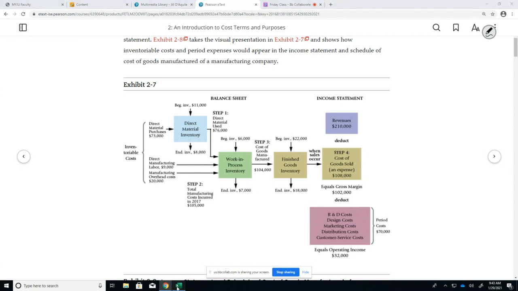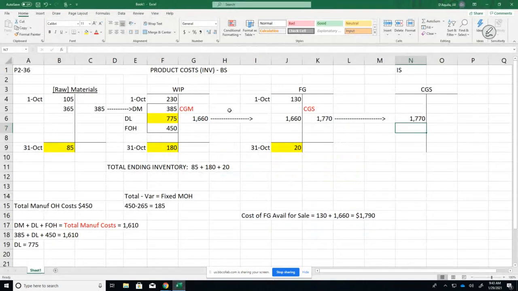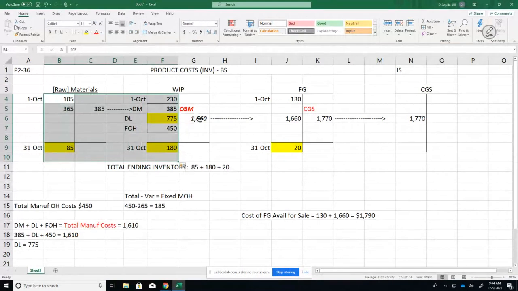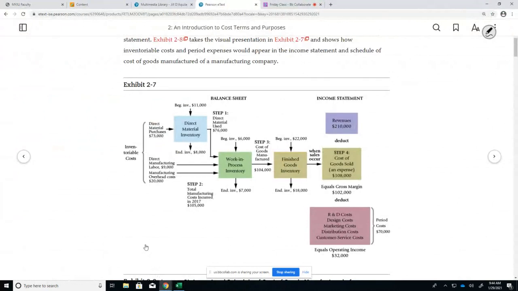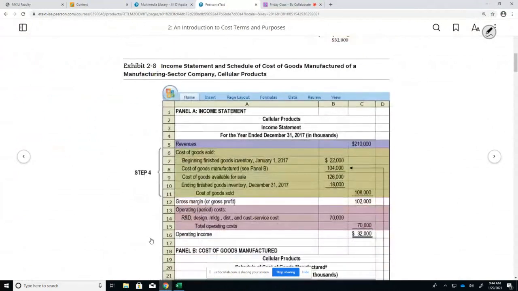But at any point, if you want to just go back to the T accounts, see this piece right here? This whole schedule that we're going to be putting together is really this number. And think about what went into this number. We started from here, we worked our way through, and we wound up here. So to me, when I look at T accounts, it looks like a logical flow. If I look at this, I get a little overwhelmed.